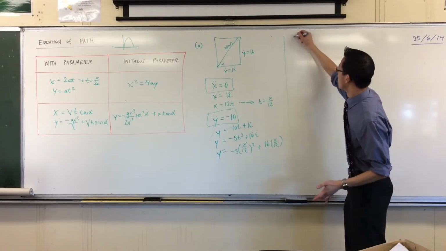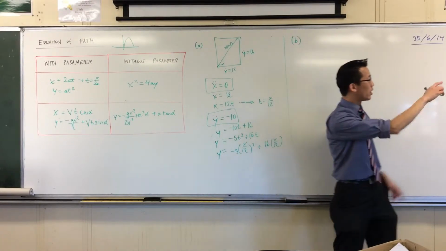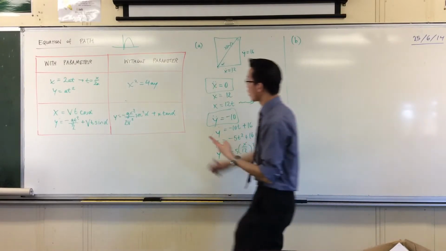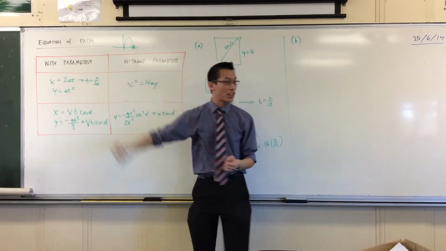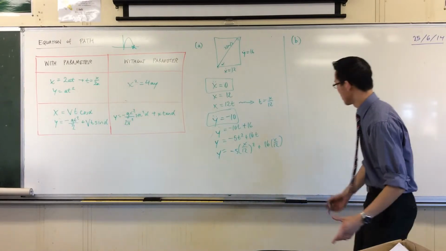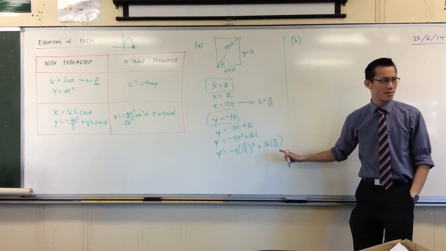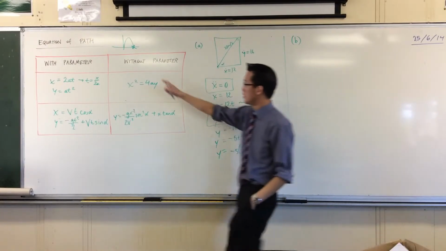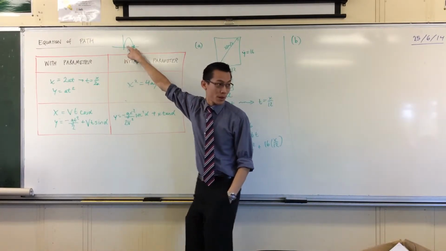What's part B asking for? We want number 1, horizontal range, and number 2, greatest height. Okay. So horizontal range is how far am I going to go over there, right? In xy terms, in Cartesian terms, that's just the root of this equation that's not 0. That's all. The root of this equation that's not 0. Okay, so we can do that.